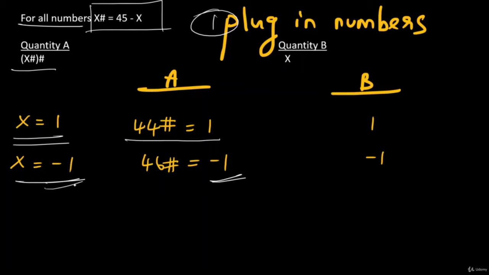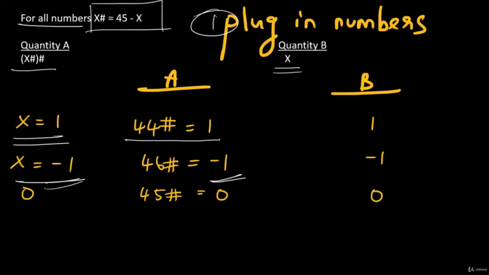What happens when x is 0? When x is 0, x hash is 45, and 45 hash is 45 minus 45, which is equal to 0. So quantity A is 0 when x is 0 and quantity B is just x. So quantity B also is 0. So again, quantity A and quantity B are both 0.